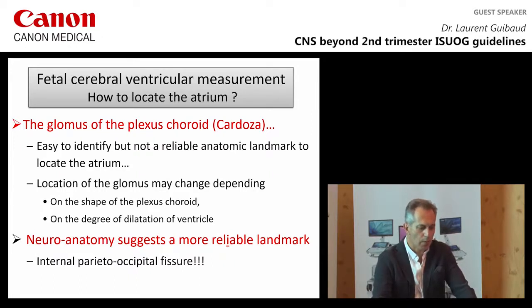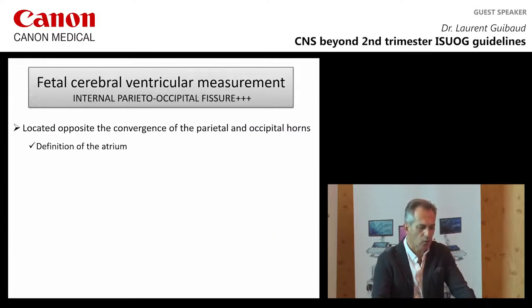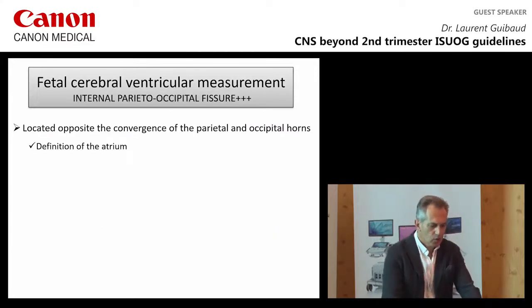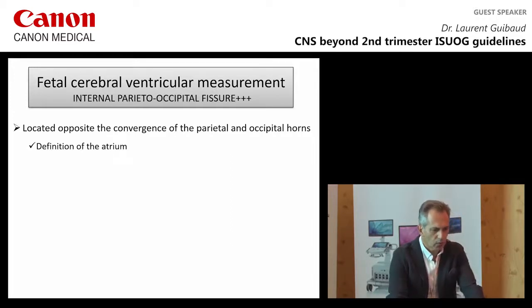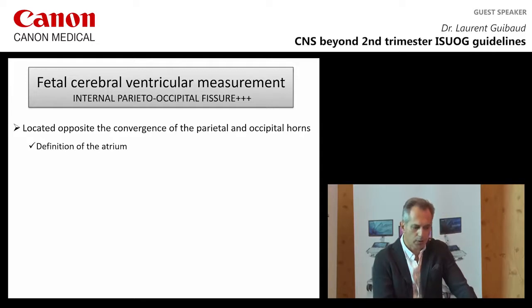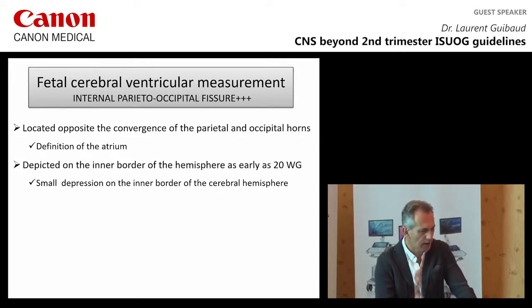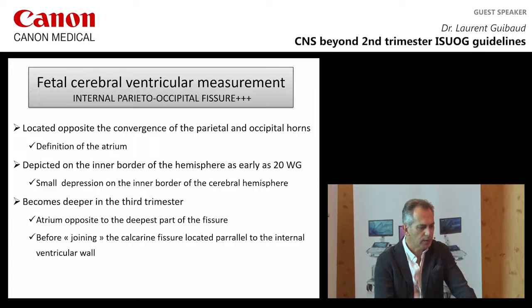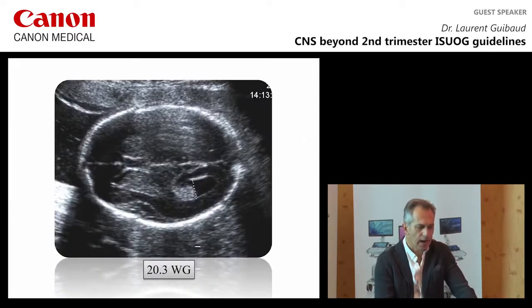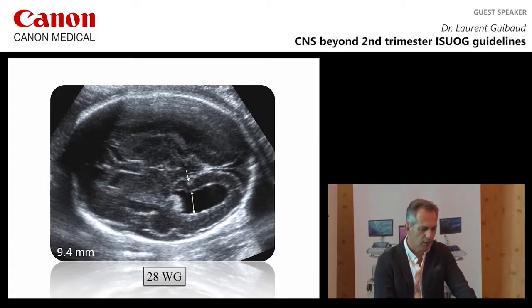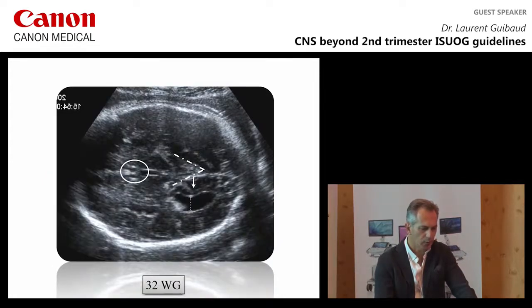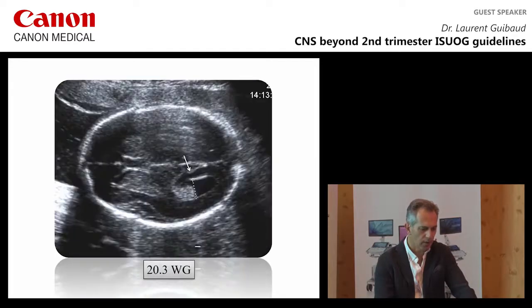And neuroanatomy suggests a more reliable landmark, which is the internal parieto-occipital fissure. This fissure is located opposite to the convergence of the parietal and occipital horns, and it's the exact definition of the atrium. It's depicted on the inner border of the hemisphere as early as 20 weeks as a small depression, and it becomes deeper in the third trimester. And I will show this at 20. You saw this small depression, and after it becomes deeper here at 28, and deeper in 32.